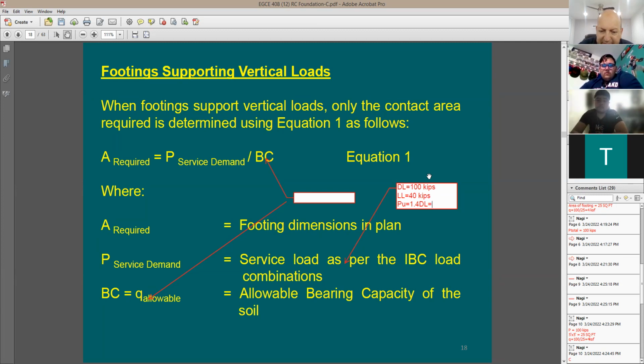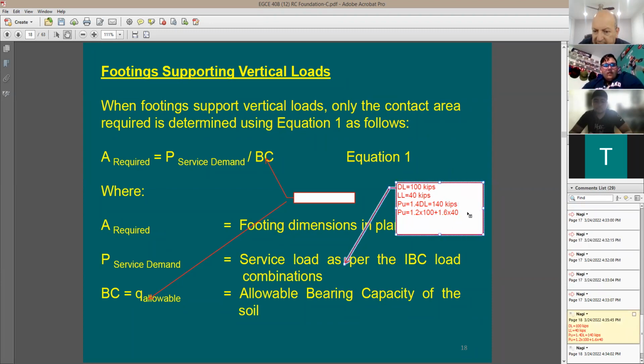Are you guys awake? 1.4 times 100 is going to be how much? 140 kips. I'm going to say I have another equation. It says 1.2 times 100 plus 1.6 times 40. And now I need help in this. I got 184 kips. Great.